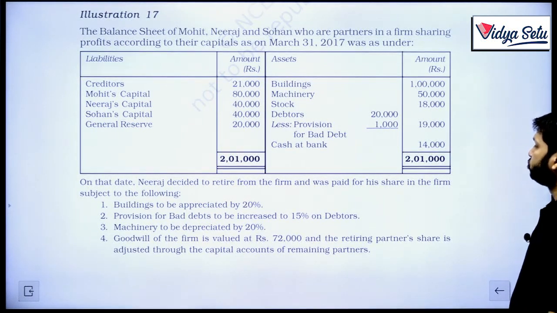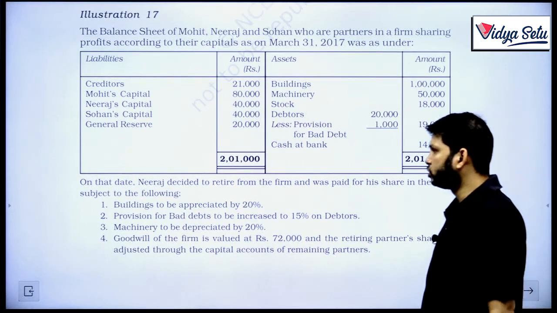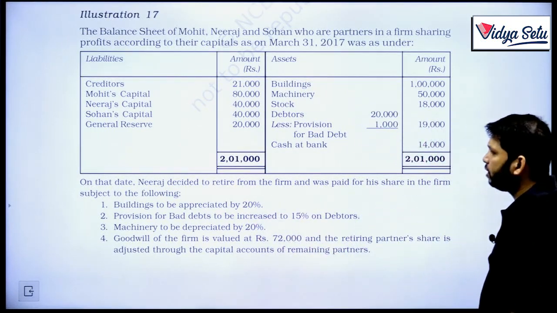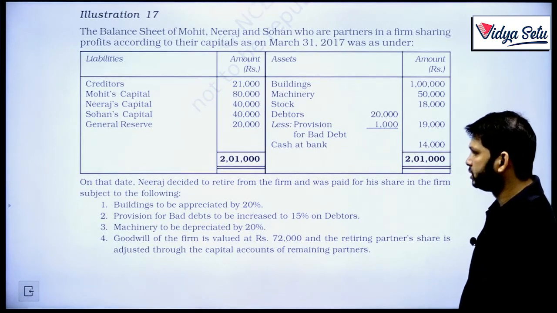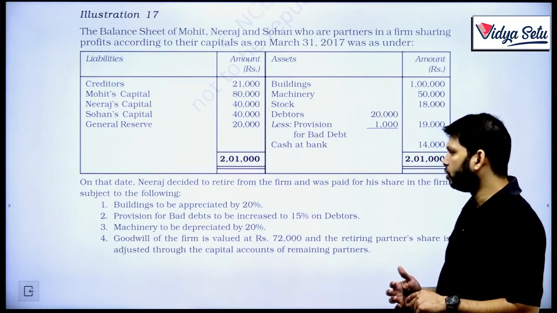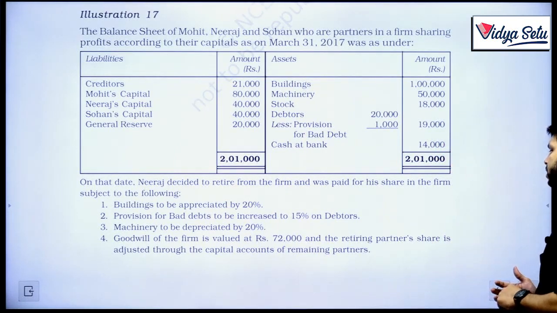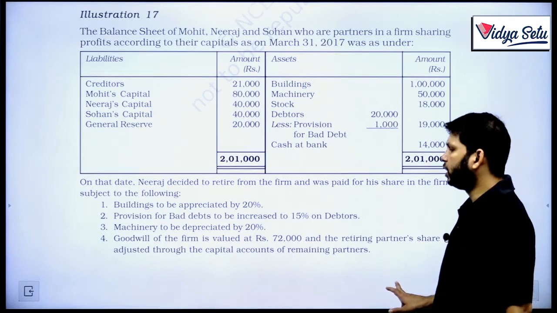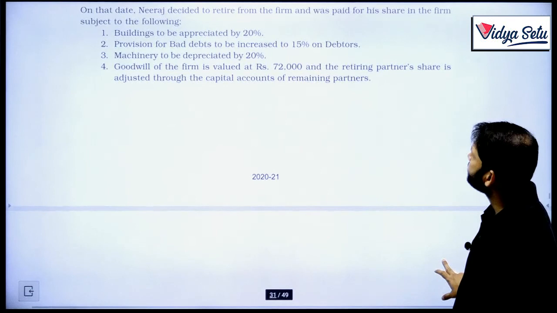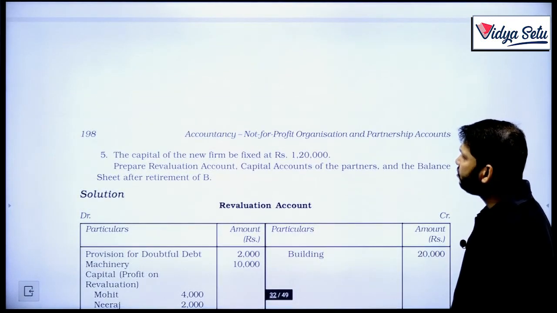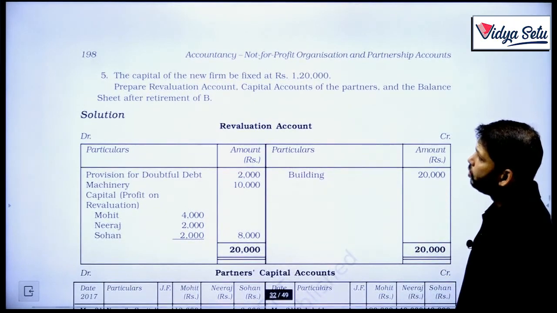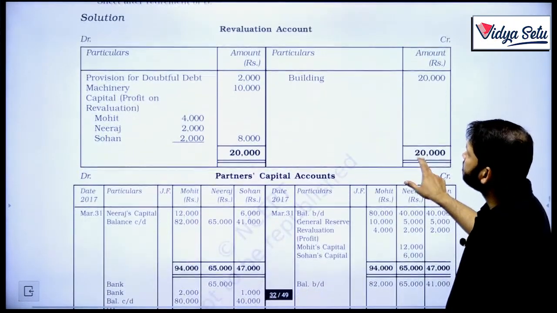Okay. And he was paid for his share in the firm subject to the following: building to be appreciated by 20%, provision for bad debts to be increased to 15%, machinery to be depreciated by 20%, goodwill of the firm is valued at 72,000, and the retiring partner's share is adjusted through the capital accounts of the remaining partners. The capital of the new firm is also fixed at 1,20,000. So, prepare the revaluation account, partners' capital accounts and balance sheet.